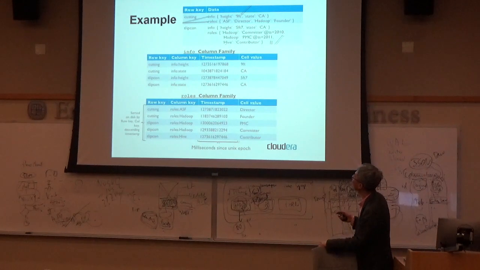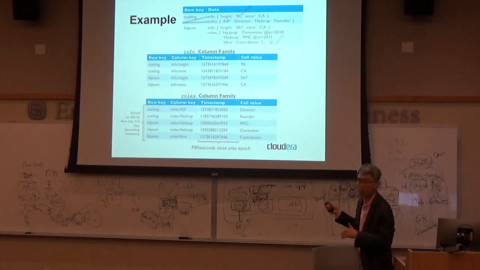So column family. For example, this is the info column family. It's one file and another column family. Then if we have a lot of data in one column family, it can be stored in different regions. So split. So by the region.